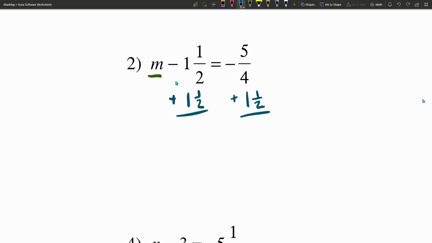Negative 1.5 plus 1.5 is 0, so that's where I get my m minus 0, which, m minus nothing, is just m. So we have m on our left-hand side of the equation.